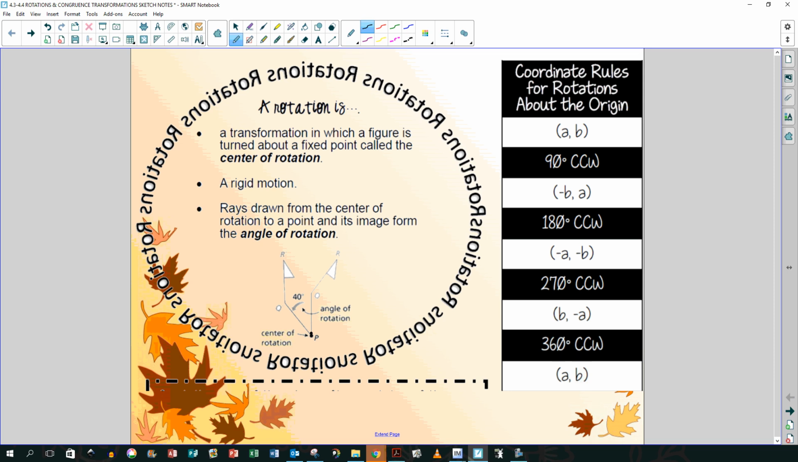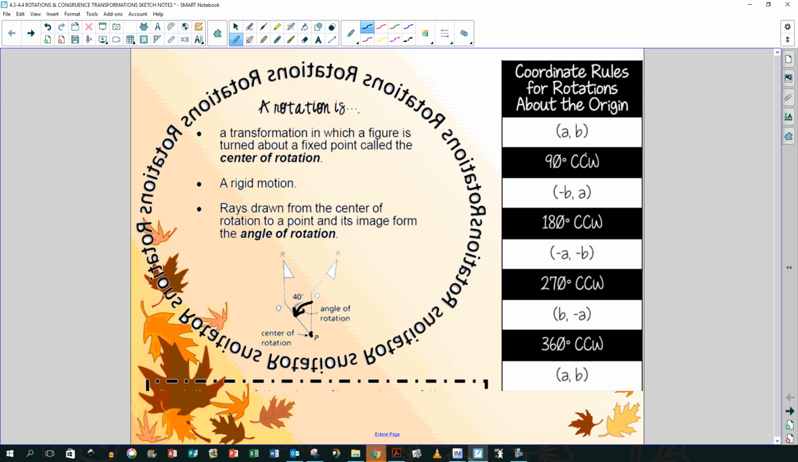So here is the point. So here's the figure that we're looking at, and if we rotate that thing this way, that would be a 40-degree angle of rotation. So here are the coordinate rules as long as you are rotating about the origin. Okay, so we will rotate around other points, but as long as you're rotating about the origin, it's just set.